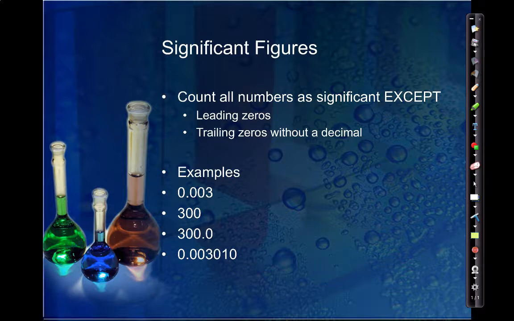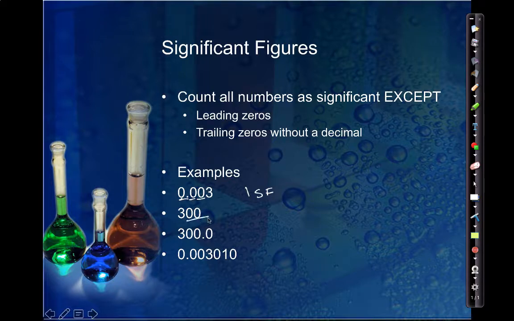When we're trying to count the number of significant figures, we count all numbers as significant for rounding except for leading zeros, the zeros in front of a number, or trailing zeros without a decimal point. For instance, the first number right here, we have 1, 2, 3. These are all leading zeros, even the ones that come after the decimal point. They are all leading zeros, so it's one significant figure.